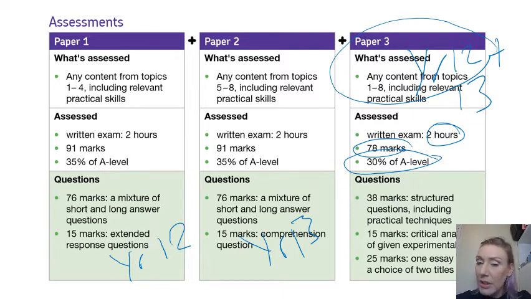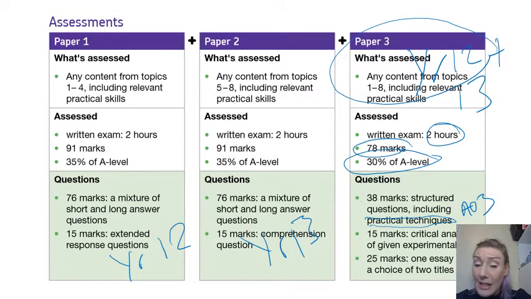So have a look now at the structure of paper 3. Paper 3 is structured slightly differently. We've got 38 of the marks that are structured questions, including things on practical techniques. They don't have to be practicals that we've done. They can be practicals that the examiner thinks you should be able to understand from the information they give you. So really AO3 type questions.